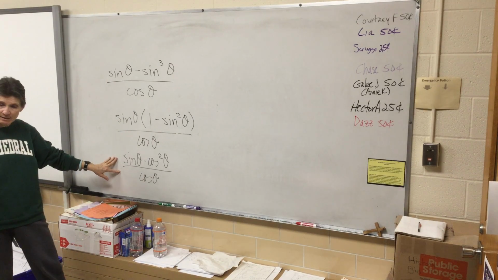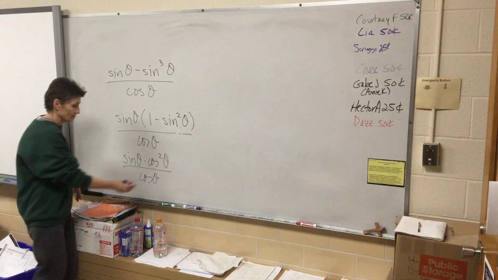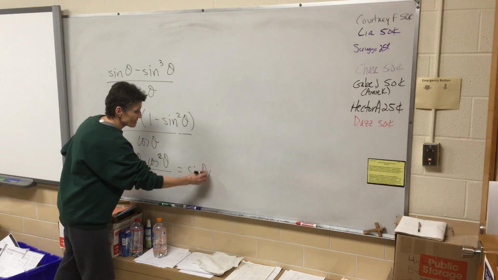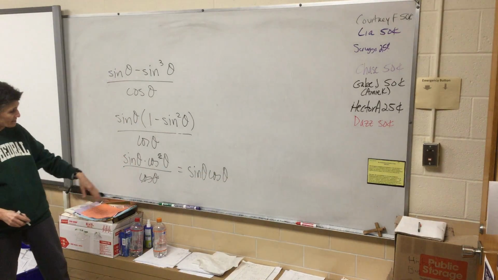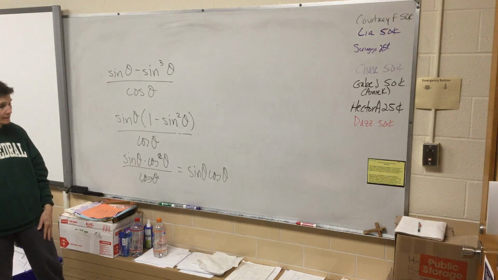Well, what happens here? That's a multiply. So I'm allowed to cancel. So my answer is sine times cosine. That's what I have left when I cancel. I have a sine and one of my cosines left.